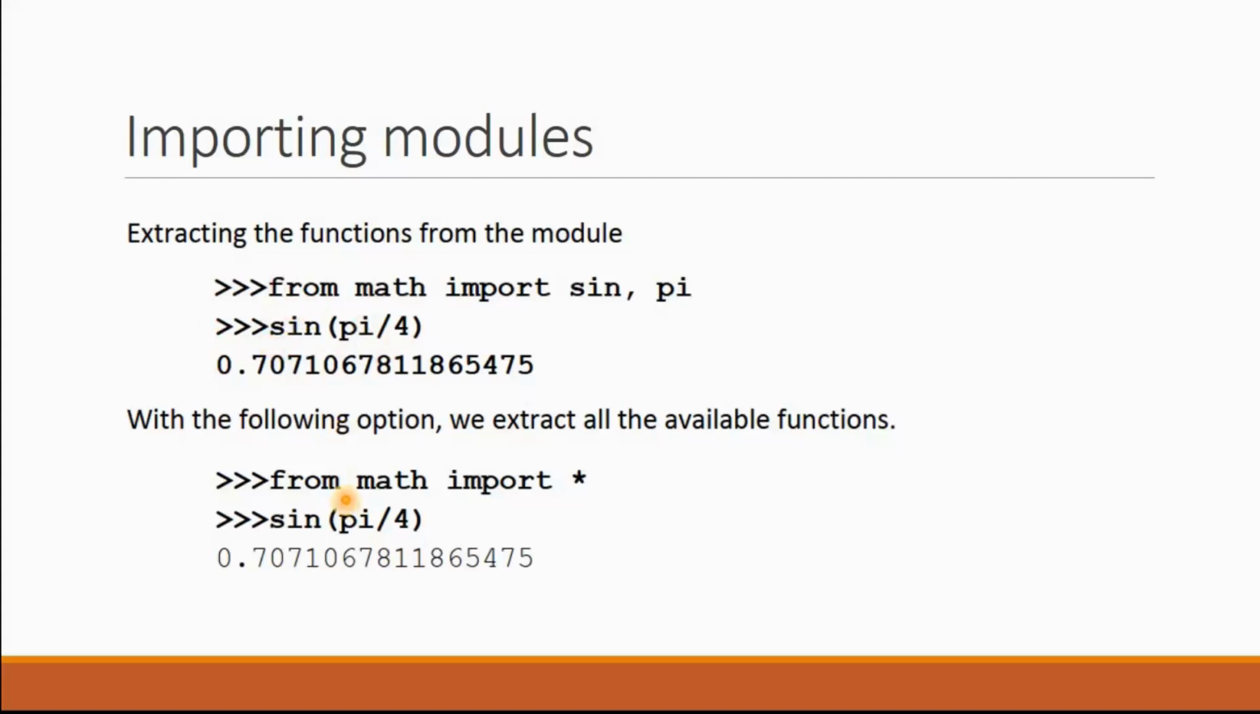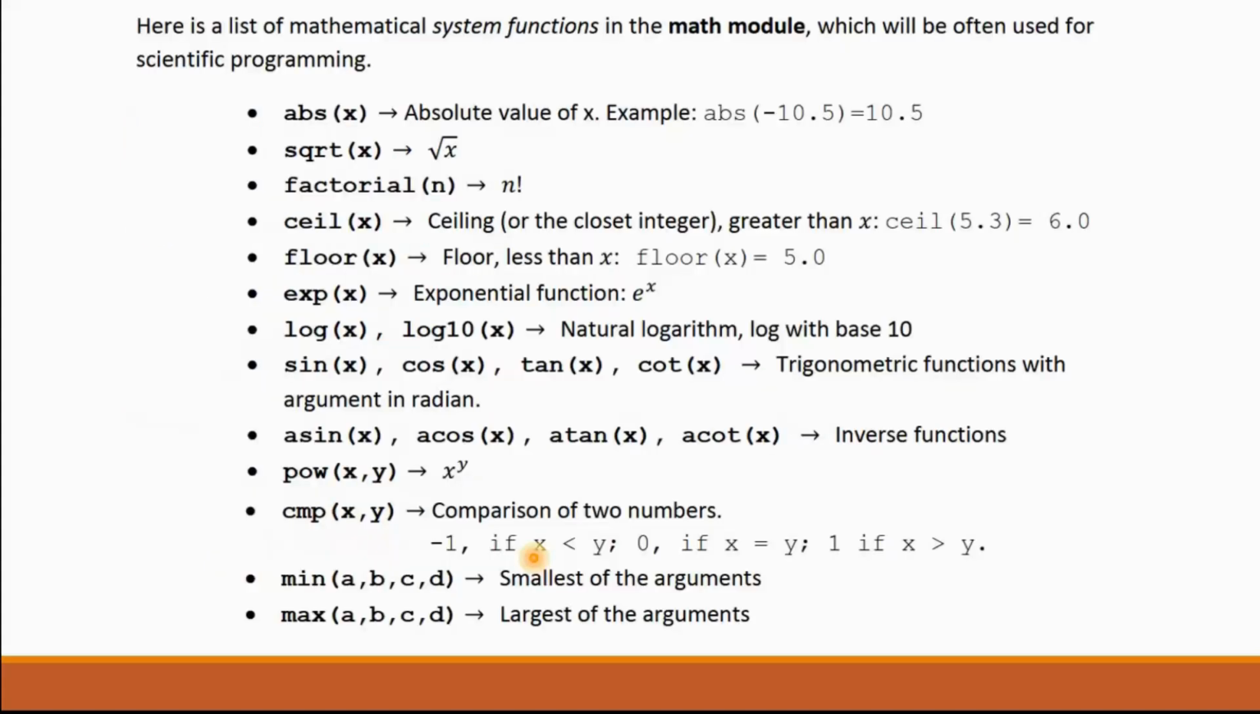If you need lots of functions from a particular toolbox, then you can write from math import star. So importing star means you extract all the available functions from that toolbox. Now you can use all of them freely. So you don't have to import pi and sine separately. If you want to use them frequently, or if they are necessary in your code, you can do that. So this is a module that is going to be very handy for us, and we will need several functions from this module for our scientific computing.